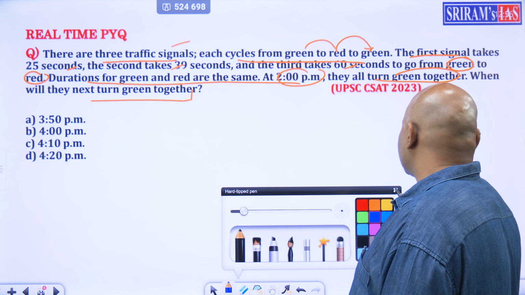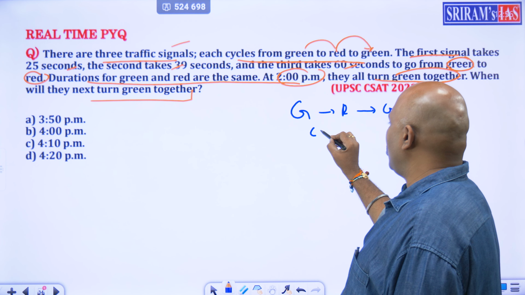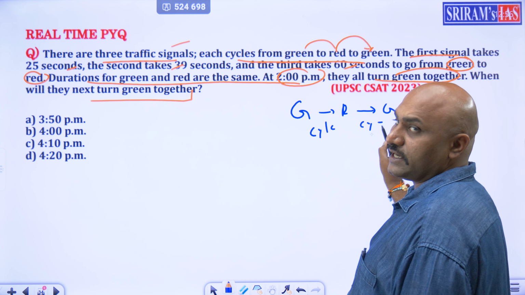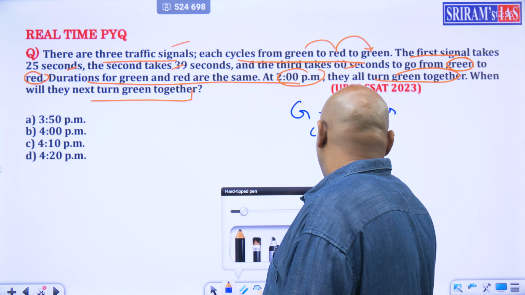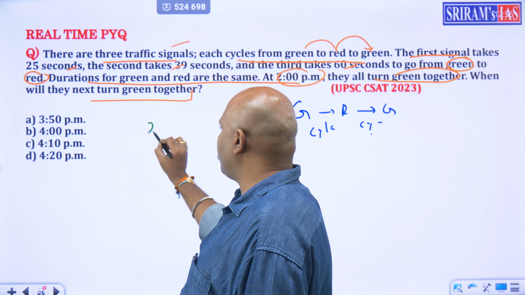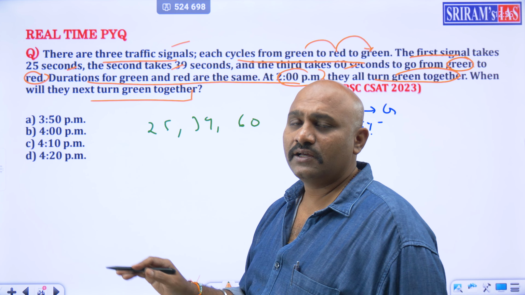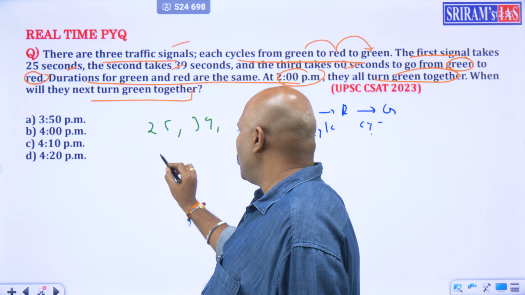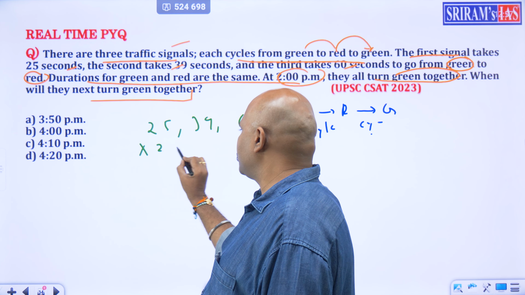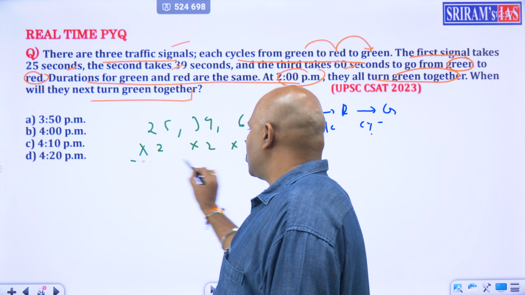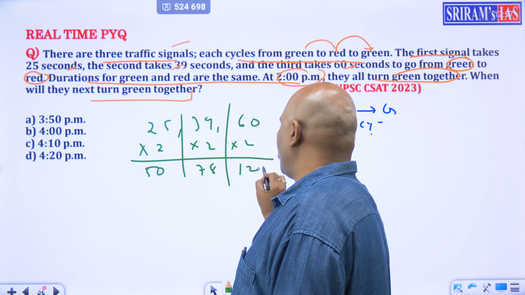Basically there are 2 parts in this. It goes from green to red and then from red to green, so cycle 1 and cycle 2. To get to green again you require 2 cycles. According to the question, the first takes 25 seconds, the second 39 and then 60 seconds. Whenever such questions come, it's very simple. To get green again you require 2 life cycles, so multiply by 2. This becomes 50, 78 and 120.